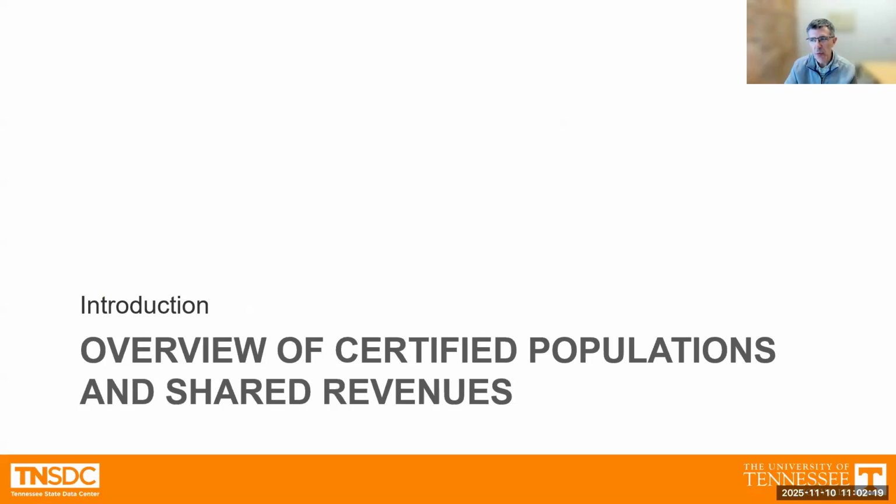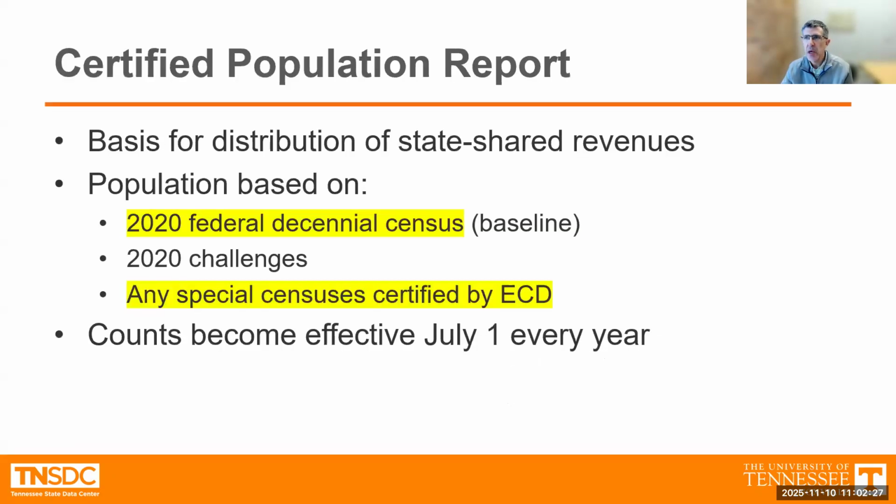We're going to start with an overview of a certified population report, where this information gets reported to, and how that relates to the state shared revenue programs. So the state of Tennessee has for a long time produced a certified population report. That information is shared by the Department of Economic and Community Development each July. And up until this point, that information inside that report was based on population from the last decennial census, and then also any 2020 census challenges of the decennial census, and a special thanks to MTAS for their work in helping us to conduct many of those challenges.